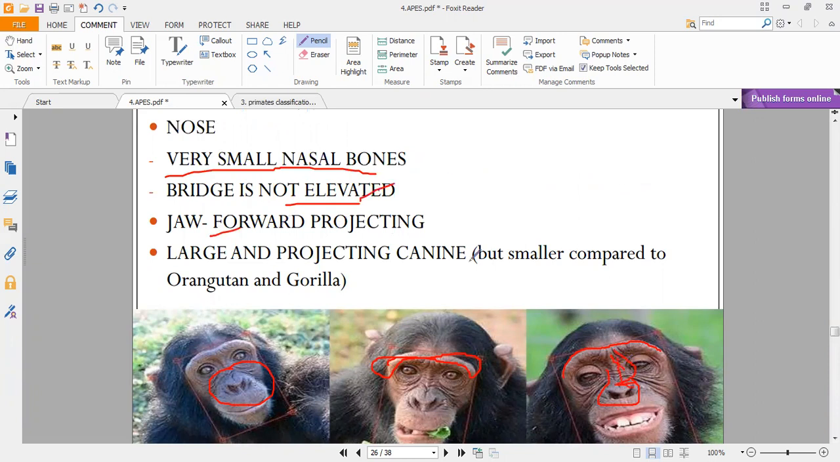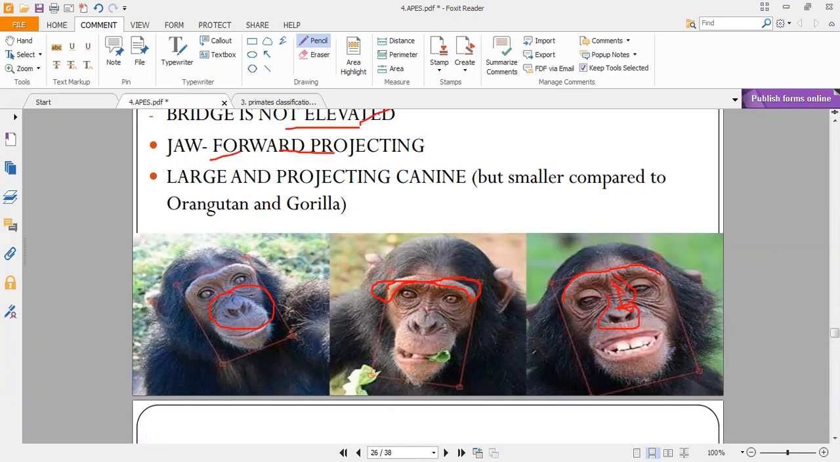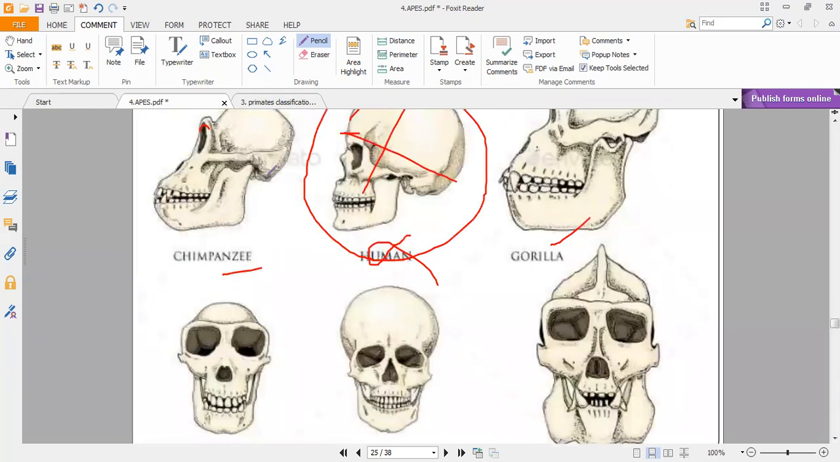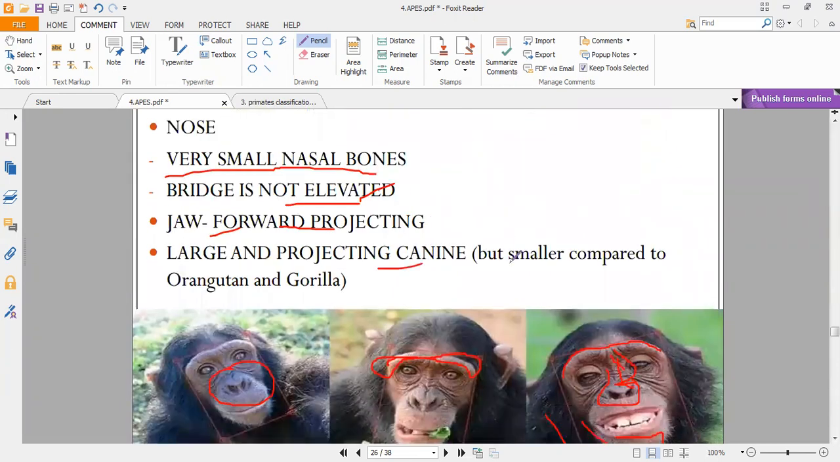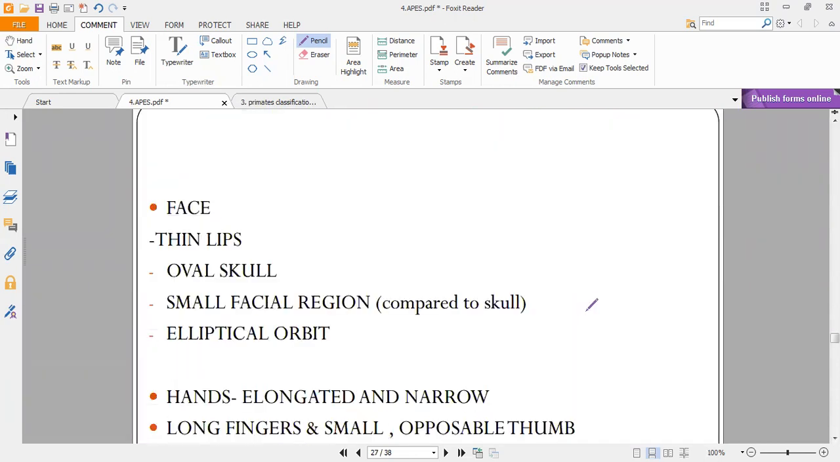The jaw is forward projecting. This is the jaw part, and it is forwardly projecting. Jaw is forward projecting. Large and projectile canine. Their canine is also large and projectile.